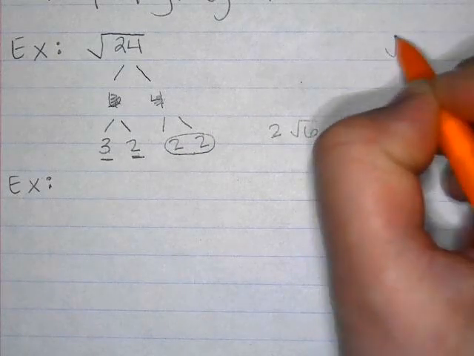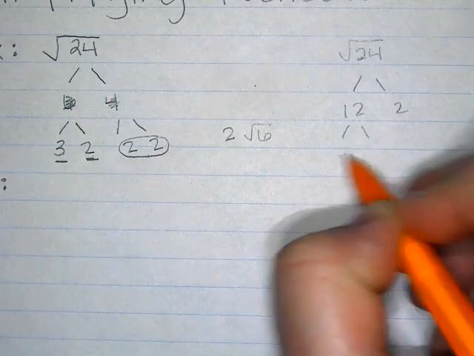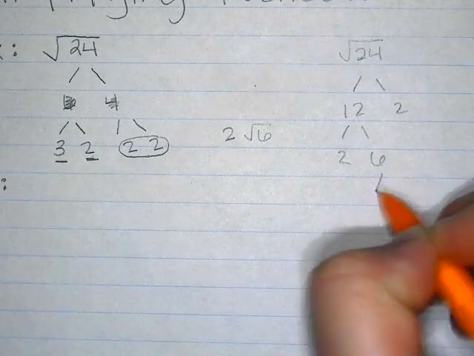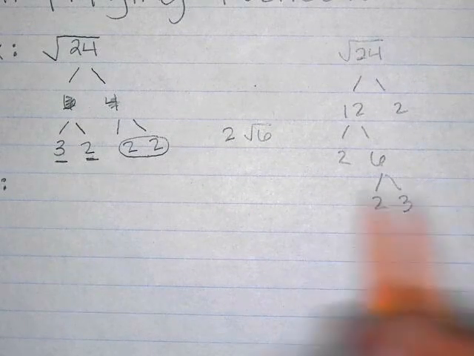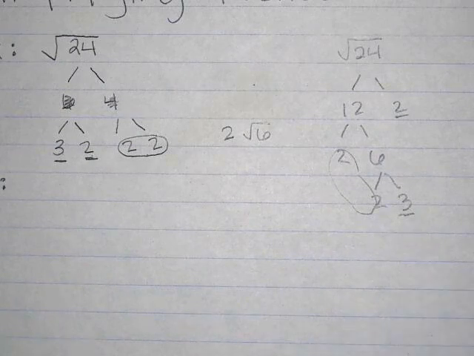If you did 12 and 2, it would work out the same way. So 24, if we did 12 and 2, 12 would be 6 and 2, and then the 6 would be 2 and 3. So you'd still have a pair of 2s, and then you'd still have a 2 and a 3.